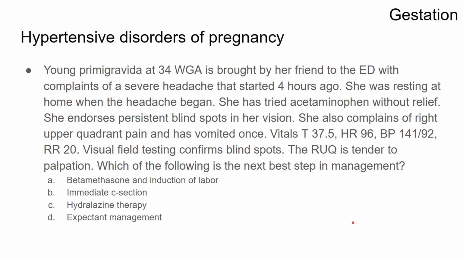This is the same vignette, except the question is now, which of the following is the next best step in management? So we made the diagnosis of preeclampsia with severe features. Which of the following is the next best step in management? A, betamethasone and induction of labor. B, immediate C-section. C, hydralazine. Or D, expectant management. I'm just going to show the answer in the interest of time.